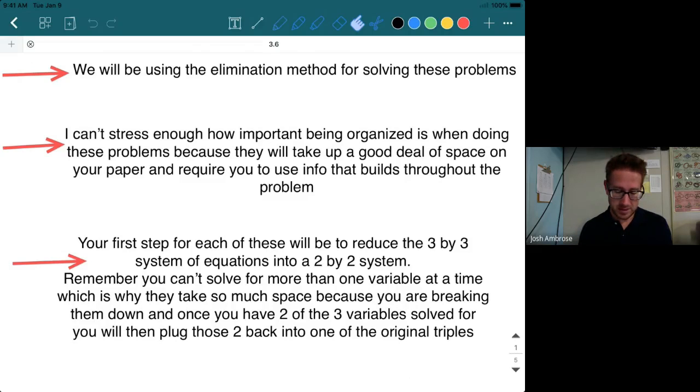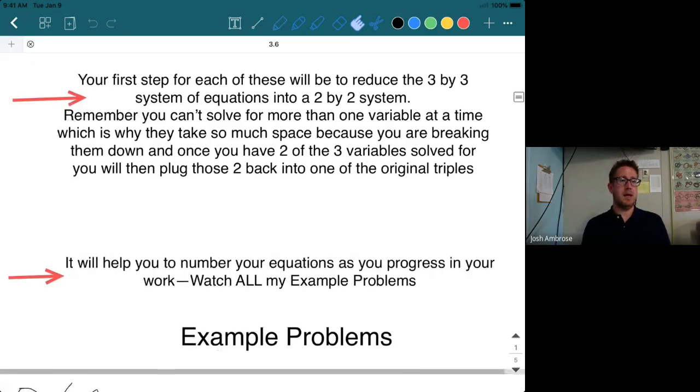All right, so one of the last notes we have, basically, you will start by trying to reduce a 3 by 3, which means x, y, and z, down to a system that is a 2 by 2. Could be x, y, could be y, z. Kind of depends on what the coefficient is. Remember, you can only solve for 1 variable at a time. So that means you're going to have to find a way to eliminate 1, drop it down to 2, then eliminate another 1, and that gets 1 variable solved for.